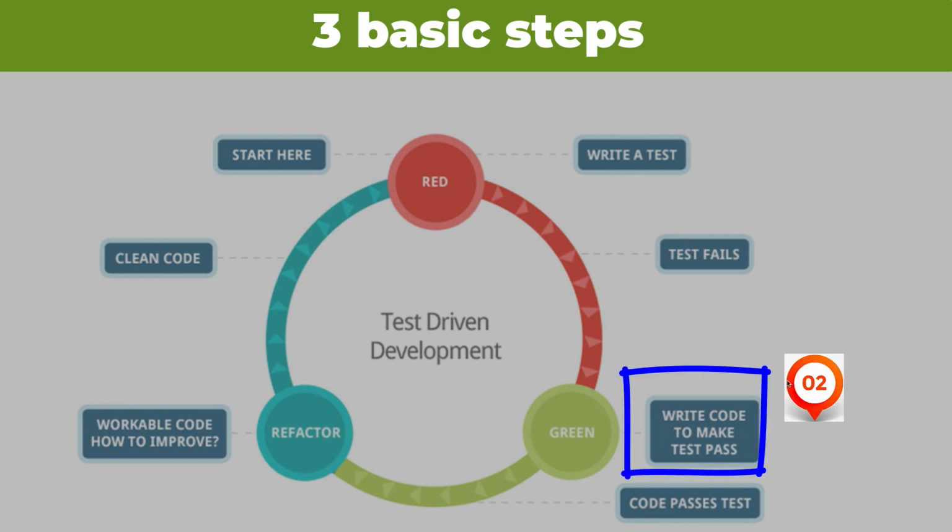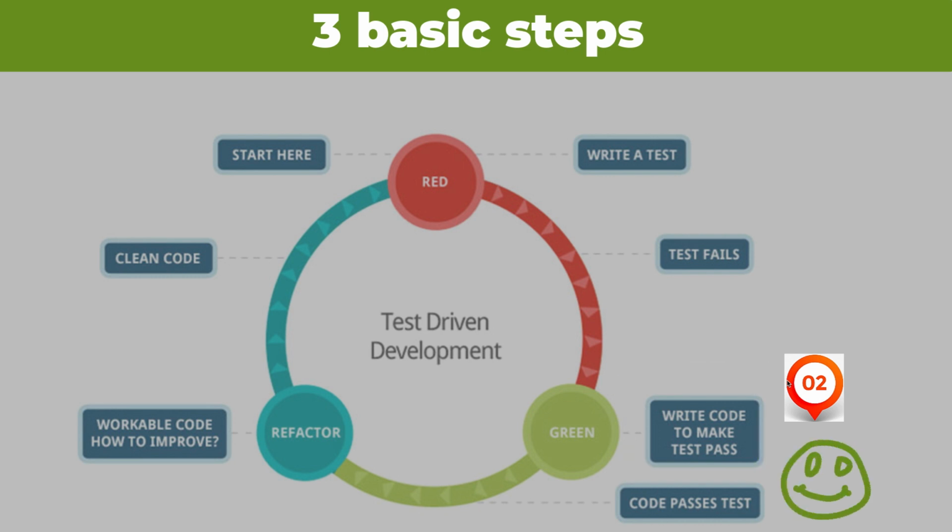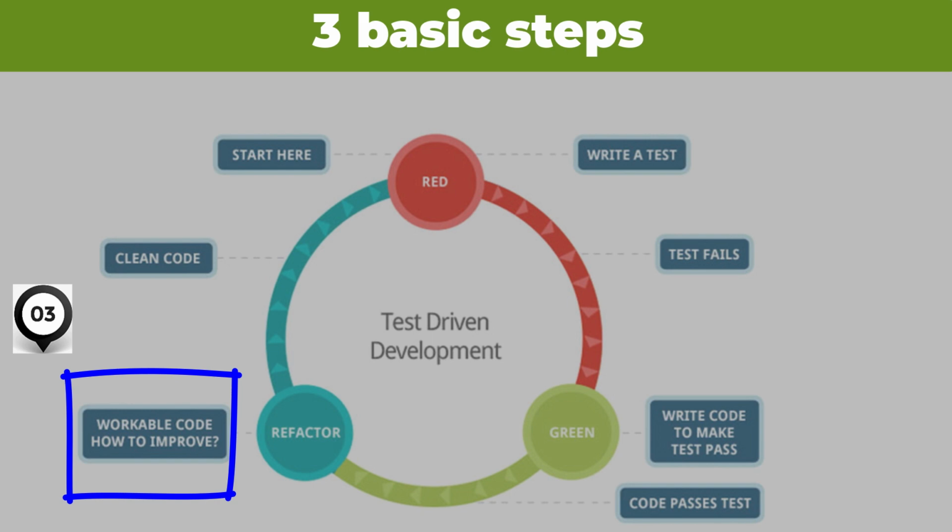Now we write the minimum amount of code required to make the test pass, remembering to run the test at each stage, so that we get assistance from the testing framework. We will now have a test that passes. Now that we have a passing test, we can refactor our code and ensure we have clean code. Remember, run the test again to ensure the code has not been broken.